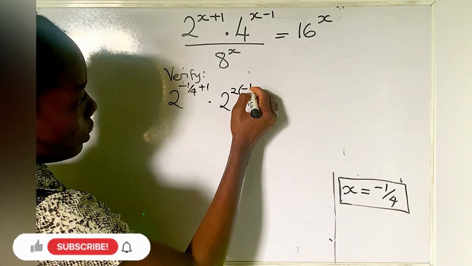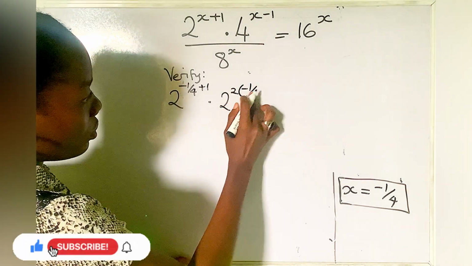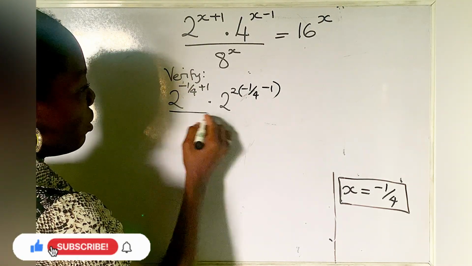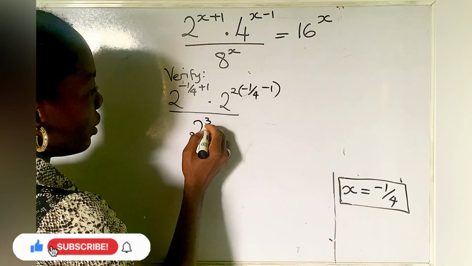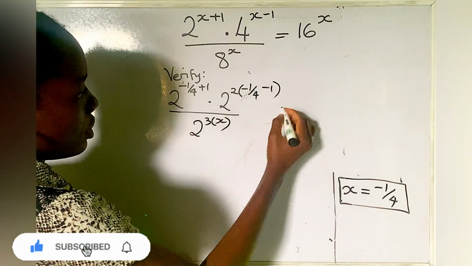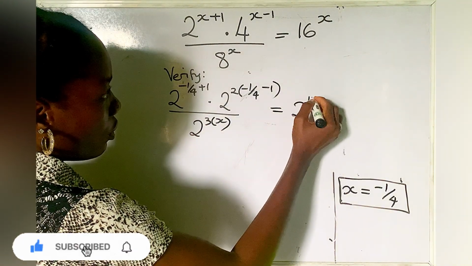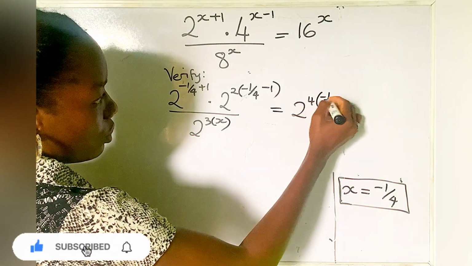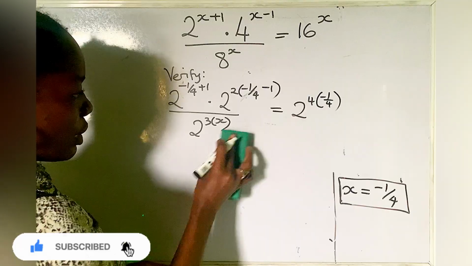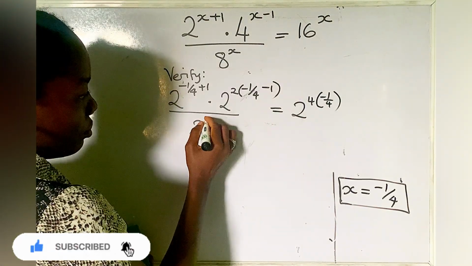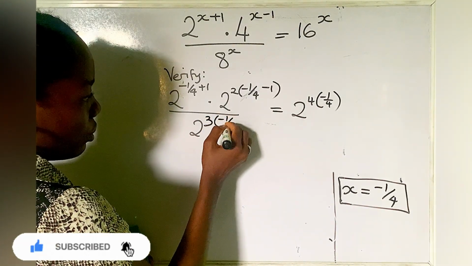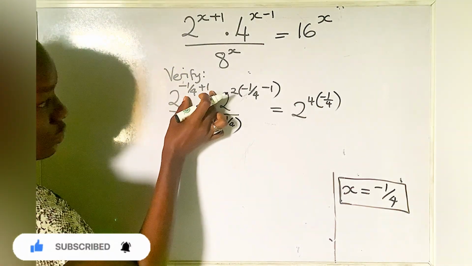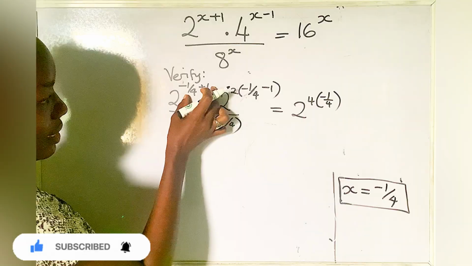Now we have -1/4 minus 1, all over 2 to the power of 3 raised to the power x, which is 8, is equal to 2 to the power of 4 raised to the power -1/4. This is -1/4 that should be here. That's still raised to the power of -1/4. All right. So now let's solve this fraction that is an exponent here.